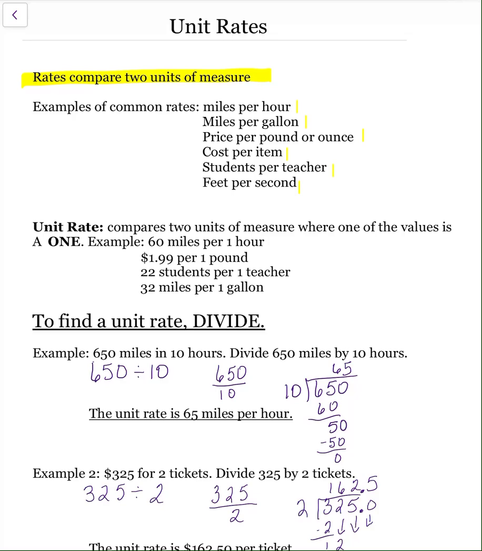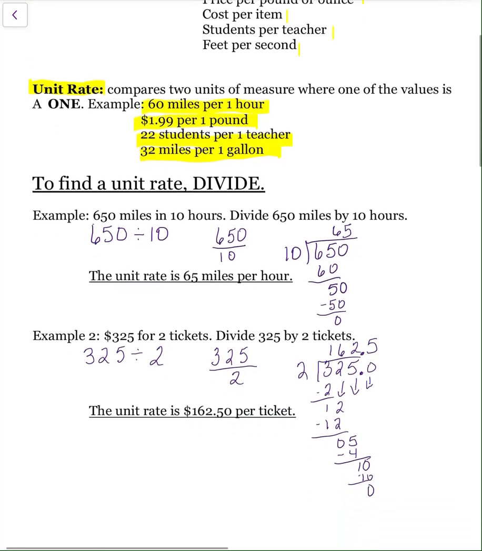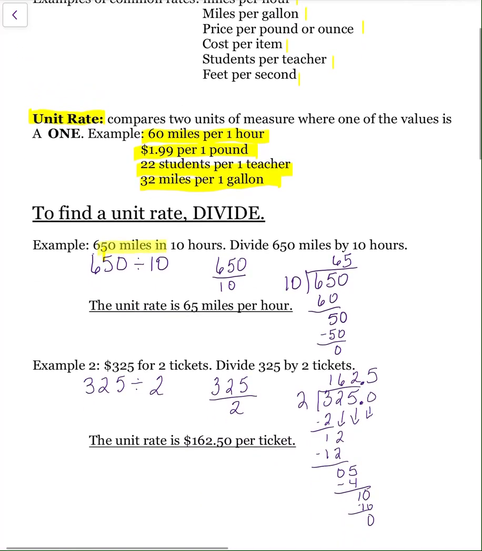Okay, a unit rate compares two units of measure where one of the values is a 1. So for example, 60 miles per hour, or $1.99 per pound, 22 students per teacher, 32 miles per gallon. All of those are comparing it to 1 mile as opposed to 650 miles in 10 hours. So 650 miles in 10 hours, that's a rate, but it's not a unit rate.